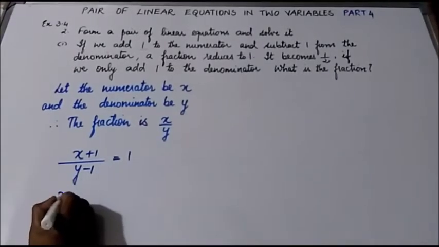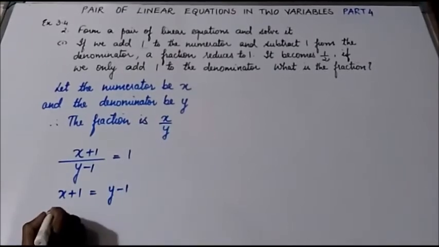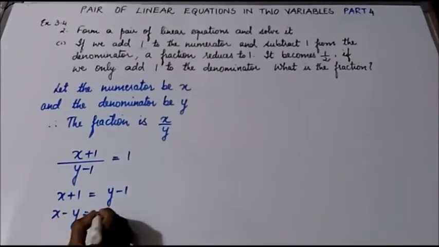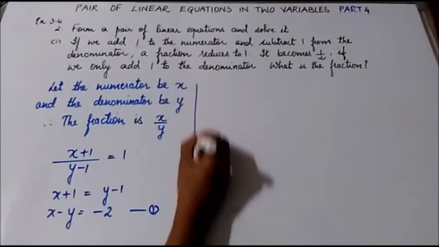Next step is to cross multiply. We'll get here x plus 1 equal to y minus 1. This will give us x minus y is equal to minus 2. This is your first equation. Now second equation, how do we form?